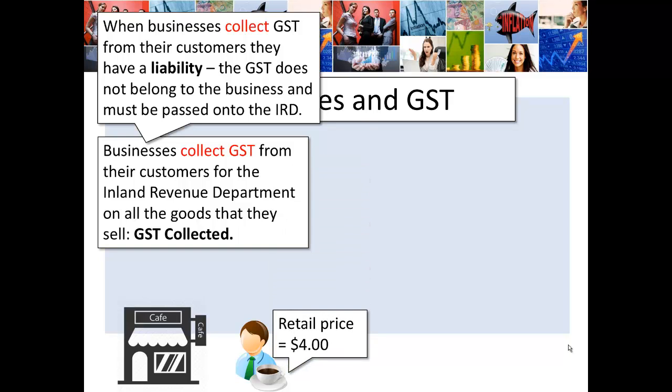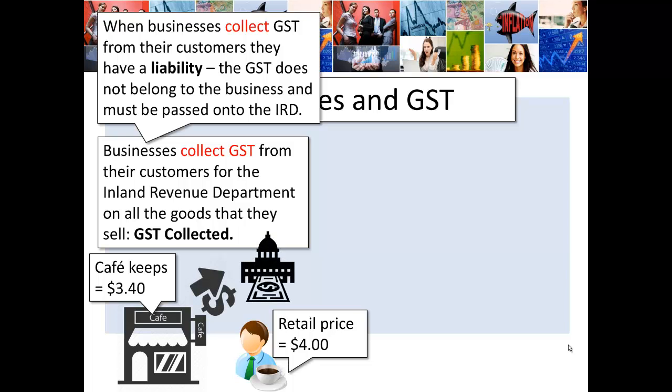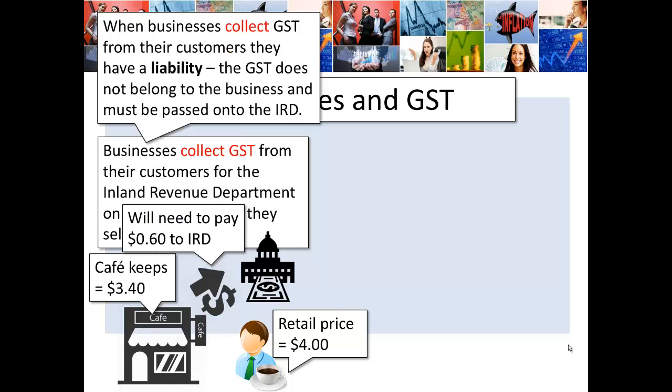So a cup of coffee, retail price of $4. GST in New Zealand is 15%. So the cafe keeps $3.40, and they're going to need to pay the IRD 60 cents.